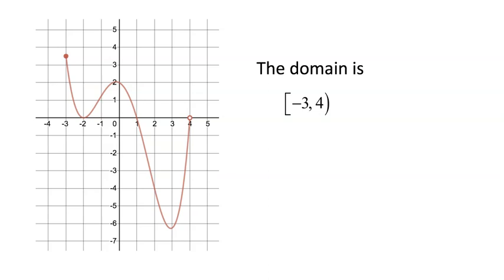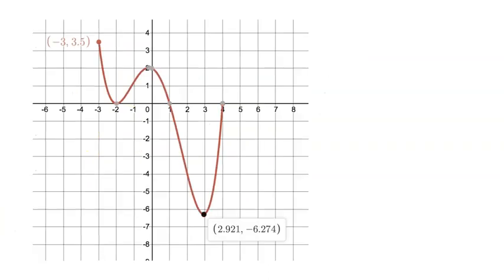Now our range would be all the y values we have. It's not obvious what this lowest y value is, nor is it obvious what the highest y value is. So we need to get those numbers off the graph. So you can see the lowest y value here is -6.274. The highest y value is 3.5, and that's our range. From -6.274 up to 3.5, and everything in between is allowed.